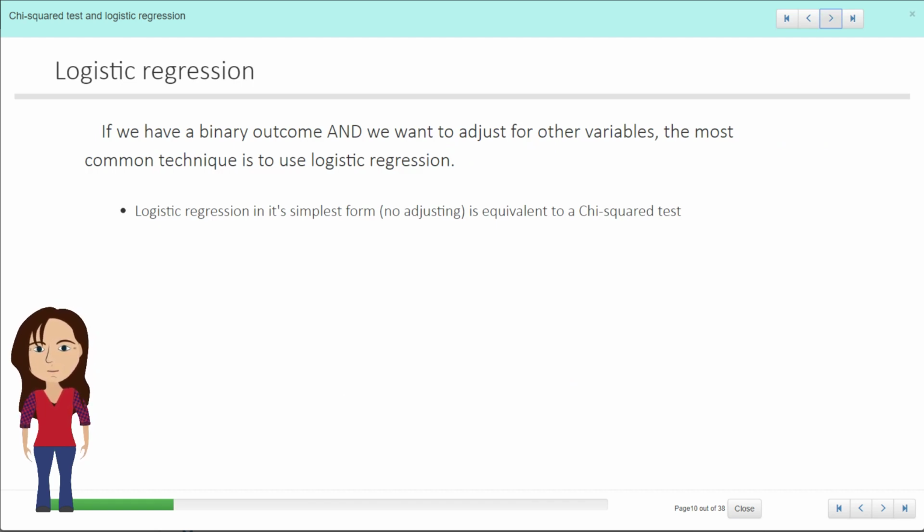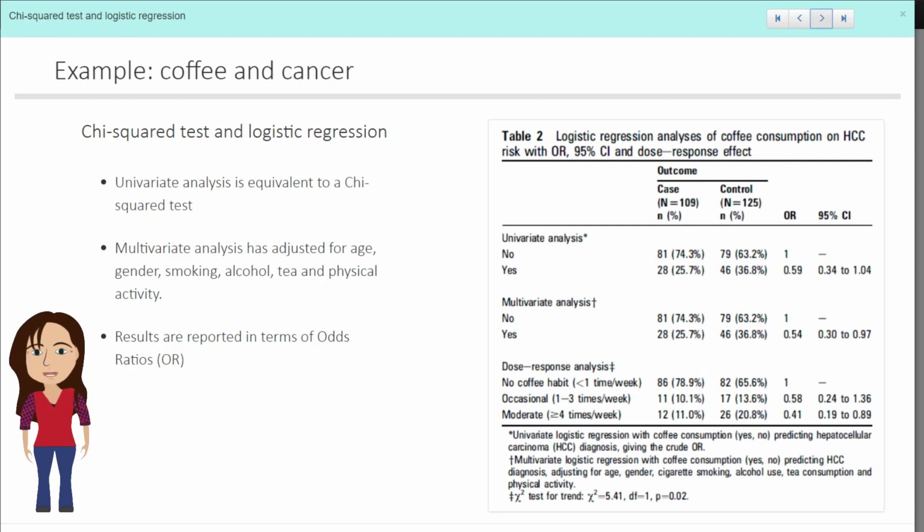So if we have a binary outcome and we want to adjust for other variables, the most common technique to use is logistic regression. And logistic regression in its simplest form, with no adjusting, is essentially equivalent to a chi-squared test. So I thought we'd take a quick look at that and revise the chi-squared test.